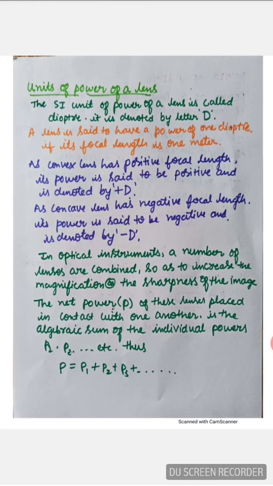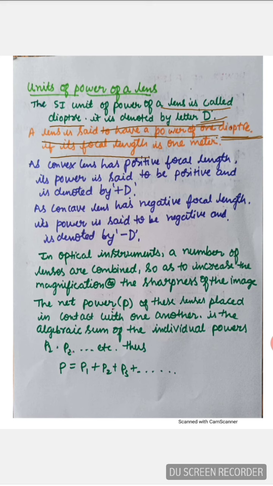So next, unit of power of lens. What is the SI unit of power of lens? The SI unit of power of lens is diopter. It is denoted by the letter capital D. A lens is said to have power of 1 diopter if its focal length is 1 meter. If the focal length of the lens is 1 meter, then we say the power of the lens as 1 diopter.